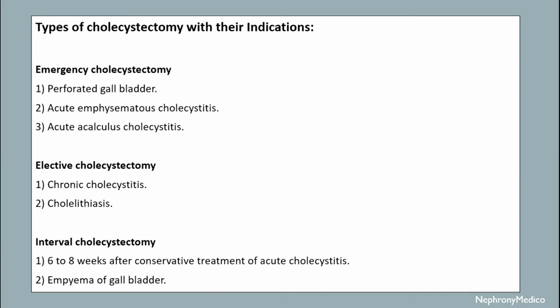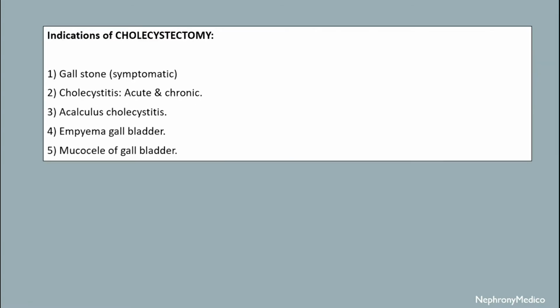Emergency is done in case of perforated gallbladder, acute emphysematous cholecystitis, and acute calculous cholecystitis. Elective is for chronic cholecystitis and cholelithiasis, and interval is for 6 to 8 weeks after conservative treatment of acute cholecystitis and empyema of gallbladder. The indications of cholecystectomy as a whole.